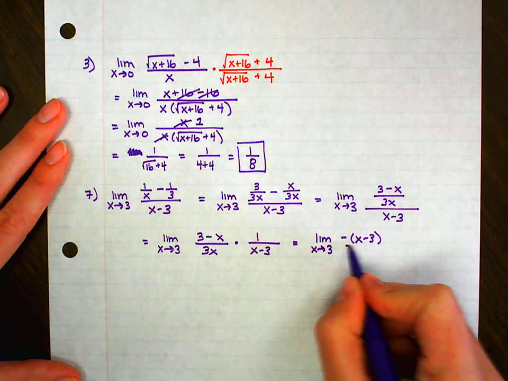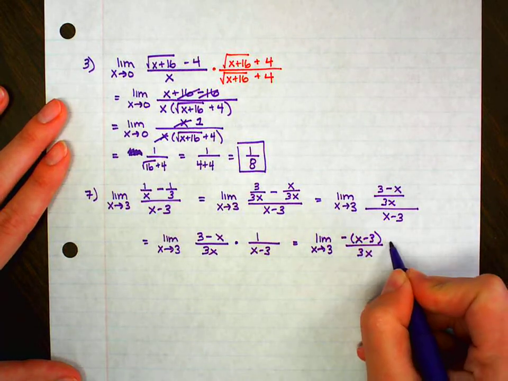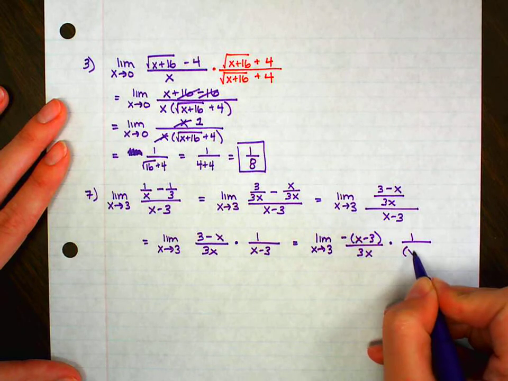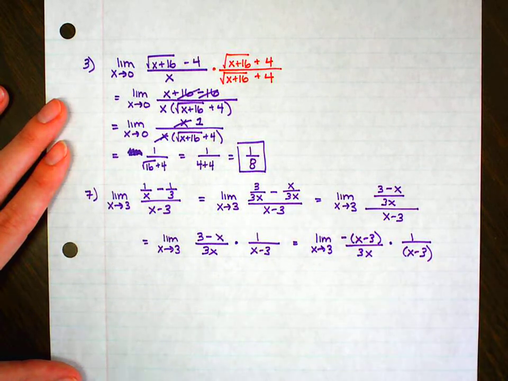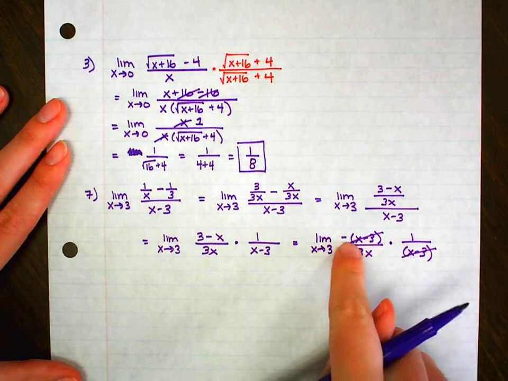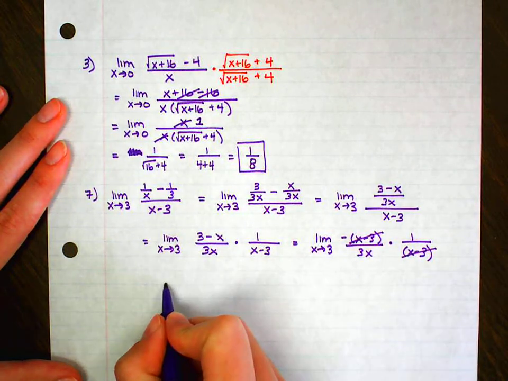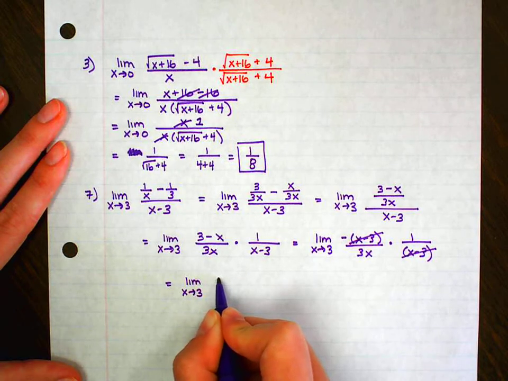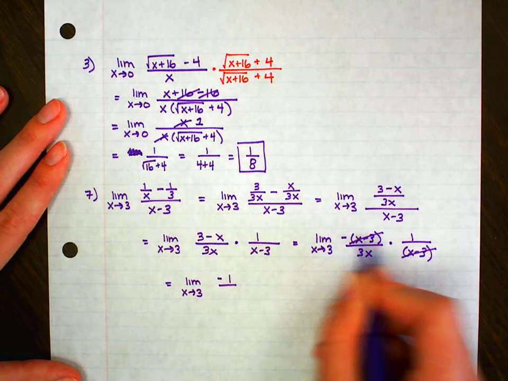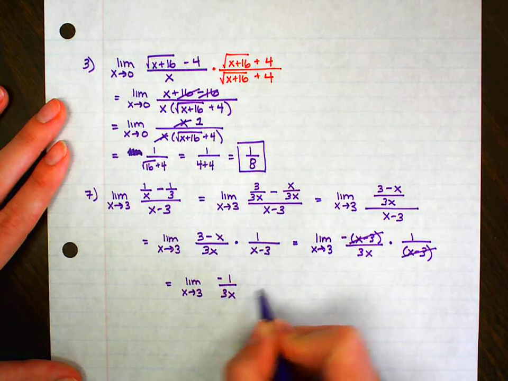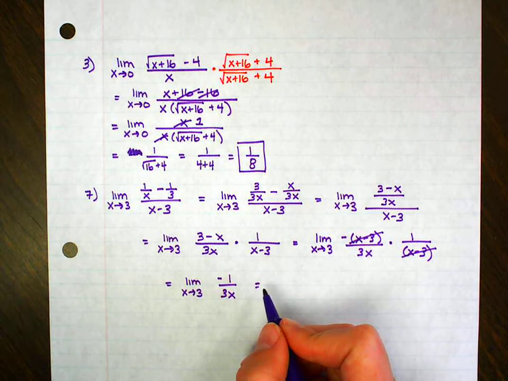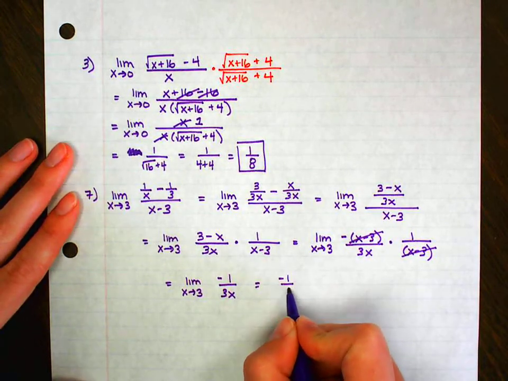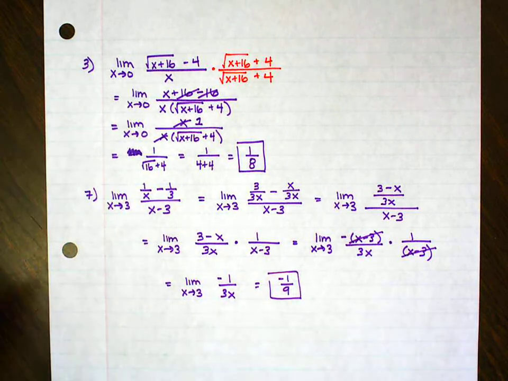The reason I'm doing that is that now that factor looks exactly like the factor that I have in the denominator here. So I get rid of those. Don't forget that negative. So now I have the limit as x approaches 3 of negative 1 over 3x. Now I can plug in my 3, or substitute it in. Okay, so that's number 7.